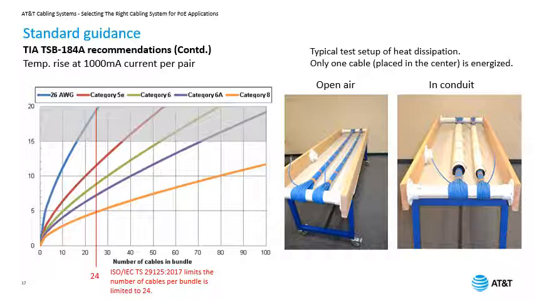Always remember, ISO and IEC TS 29125 limits the number of cables per bundle to 24 cables maximum. On the right hand, you can see the typical test setup of heat dissipation when only one cable placed in the center is energized.